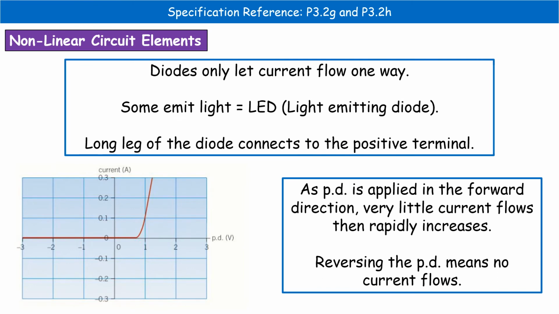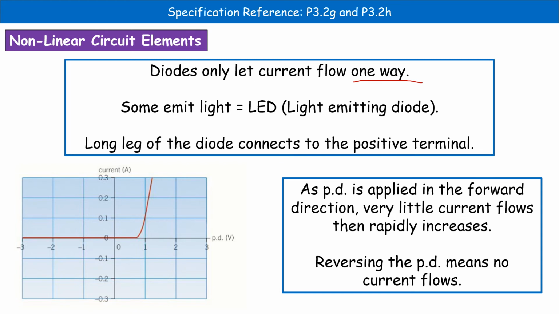Third circuit component we should know about is the diode. Diodes are special because they only let current flow one way. So current will only flow in one direction. It is worth remembering we have just general diodes, and then we also have light emitting diodes, LEDs, that emit light, as the name suggests.